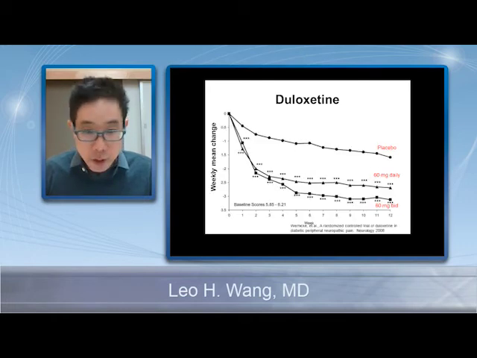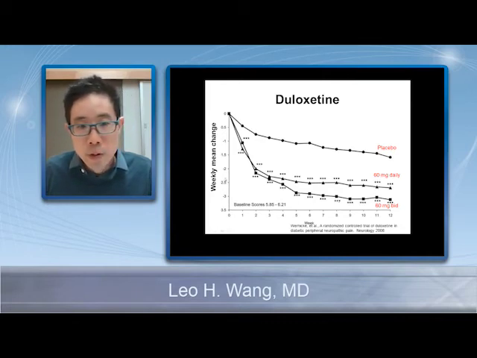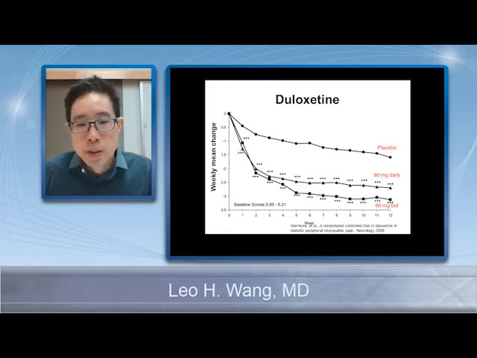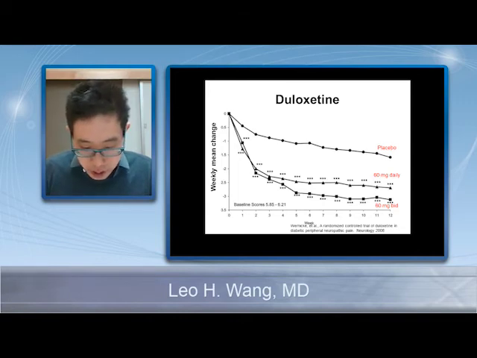Another study, also looking at diabetic neuropathy, found something very similar in terms of a decrease of 3 points. As opposed to the prior study, there seemed to be some difference between 60 milligrams once daily and 60 milligrams twice daily. This was most likely involving more side effects.